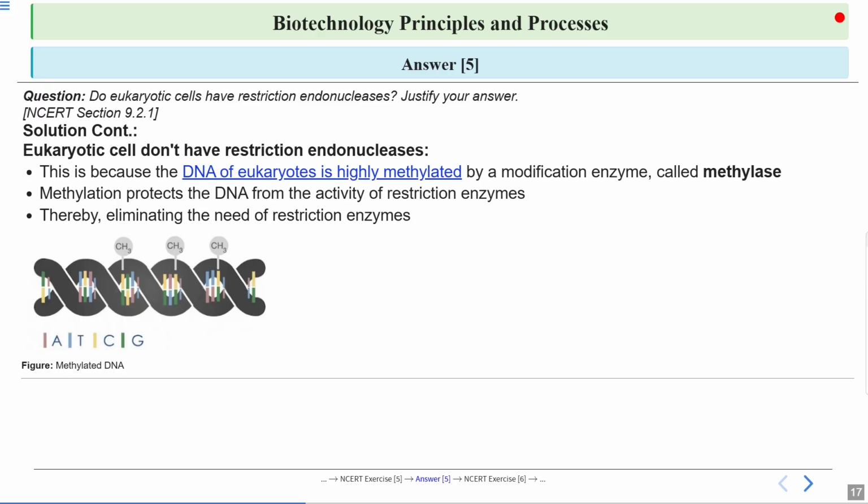A very, very important question, because they are of no use. Even if they are present, they will not be able to cut the DNA, because the DNA is already protected by the methylase enzyme, which adds the methyl group. You can see this position, right? Wherever the yellow is there, you can see the presence of a methyl group. So it protects the DNA.